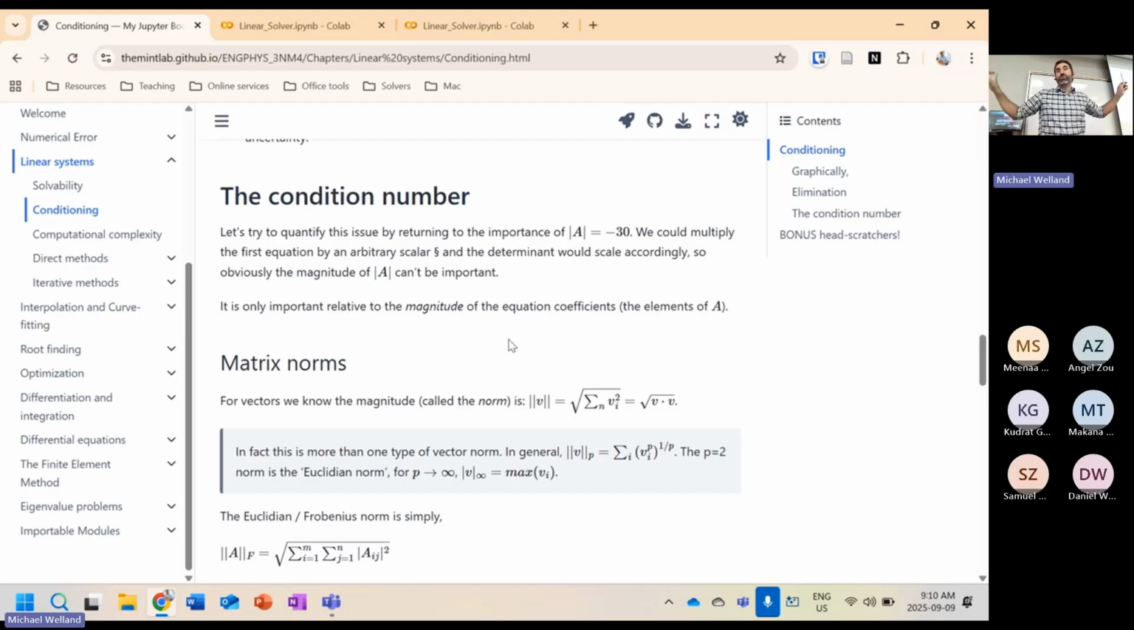The magnitude of those equations, sorry, what am I going here? Complete brain fart.